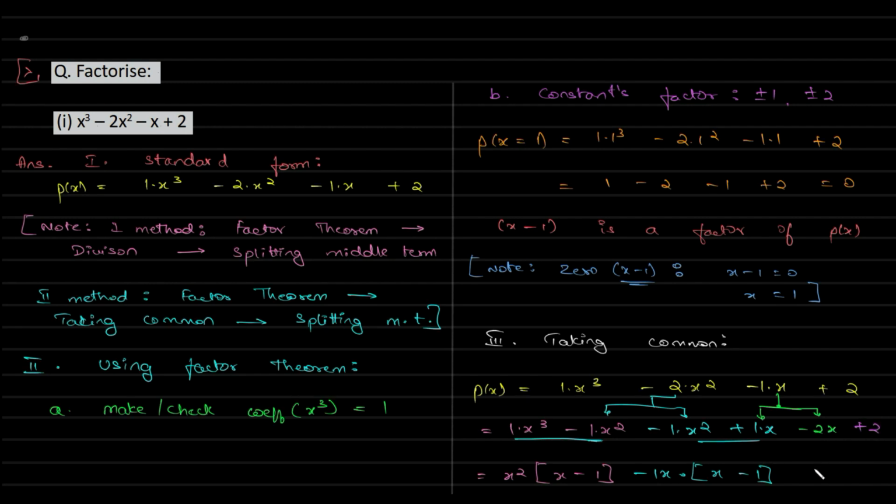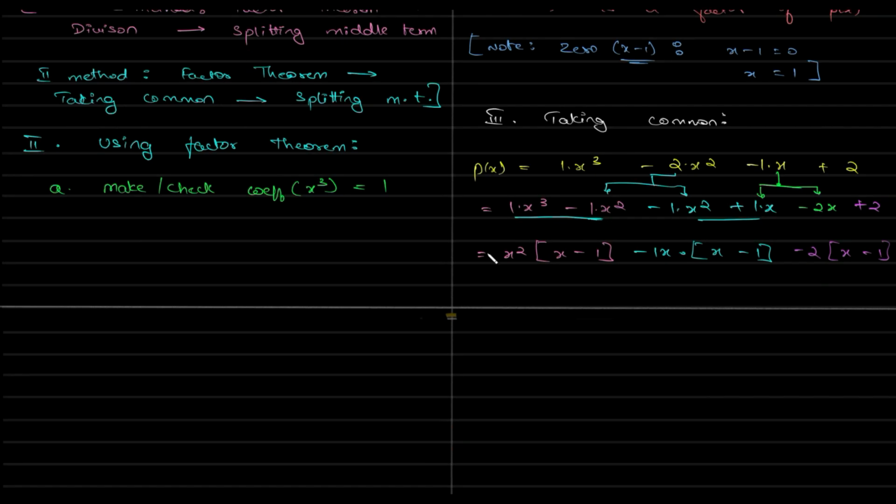And the last two terms, what is common? Minus 2. And you can write this as x minus 1. Now have a look at it. So all in all, we have x minus 1 as common. And what is remaining? x squared minus 1x minus 2.